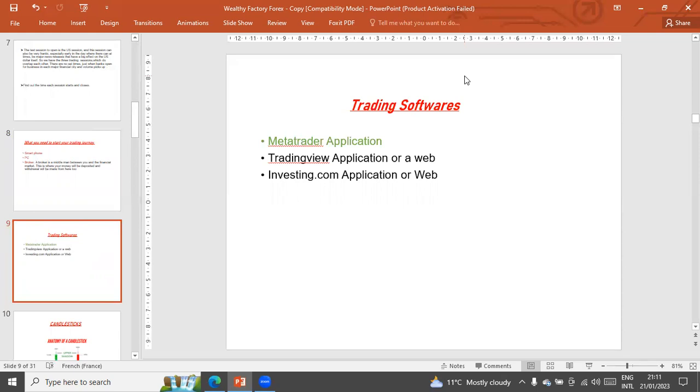Then you have TradingView. Actually, this application is going to be on your phone, if you have an Android. If you have an iPhone, you won't be able to install the MetaTrader application, because it has been removed.